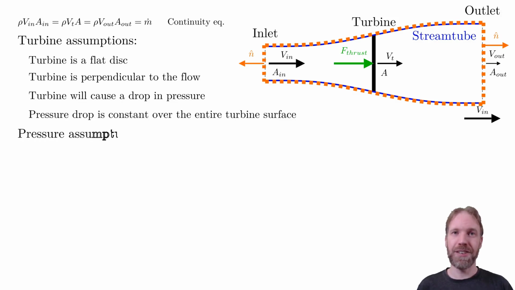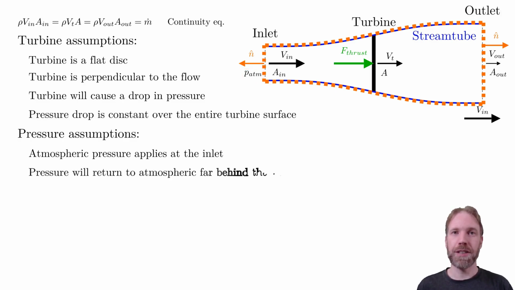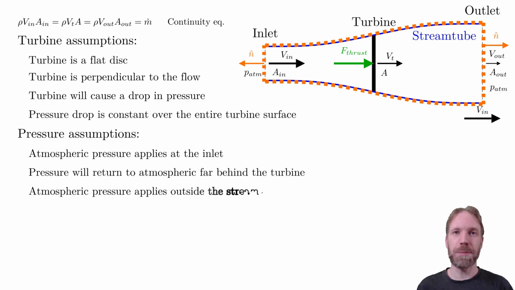For the pressure, we'll assume the following. We have atmospheric pressure at the inlet. The pressure will return to atmospheric pressure at the outlet. We will also assume atmospheric pressure everywhere outside the stream tube. I will discuss this assumption a bit more later in the video.